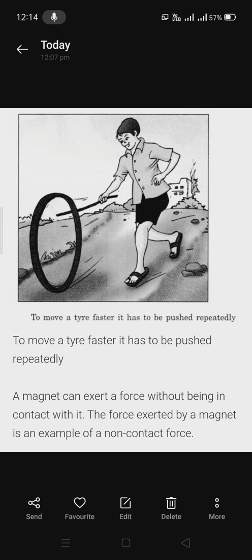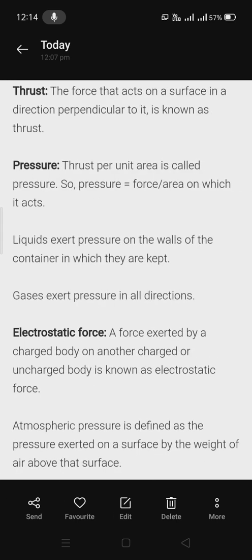A magnet can also exert force without being in contact with it. The force exerted by a magnet is an example of non-contact force. Thrust. The force that is acting on a surface in the perpendicular direction is known as thrust. Pressure is defined as force per unit area, or thrust per unit area. So the pressure formula is force divided by the area on which it acts.